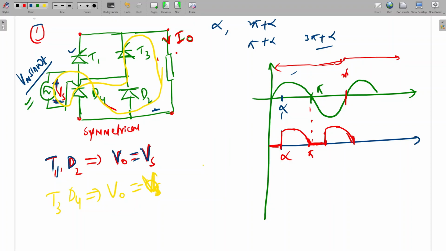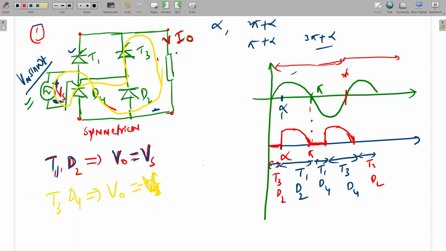So from 0 to alpha to pi, which switches are conducting? T1, D2. Here freewheeling will happen, which will be done by T1, D4. And here T3 and D4. And again here freewheeling will happen, which will be done by T3, D2. So here also we can say that T3, D2 is conducting, by assuming steady state. Here T3 D2, and here also T3 D2. Is it clear? Yes, clear now.